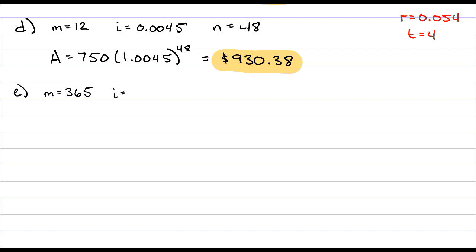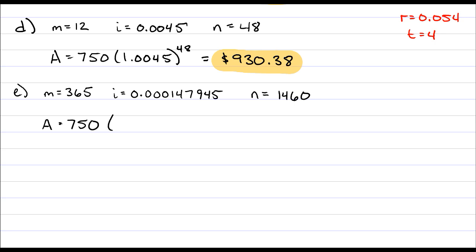So my daily interest rate would be my annual interest rate of 0.054 divided by 365. If I calculate that, I'm going to get this really small number. So now N is the number of days in 4 years. So it's 365 times 4. That is 1,460.